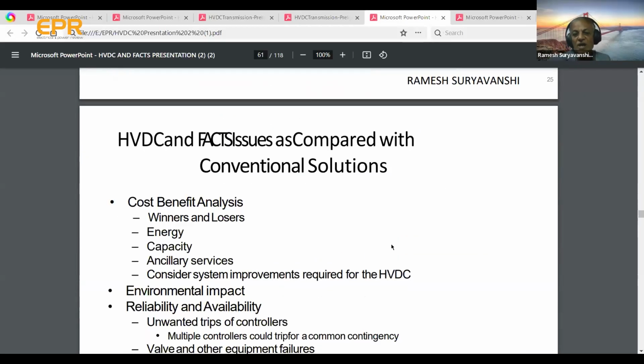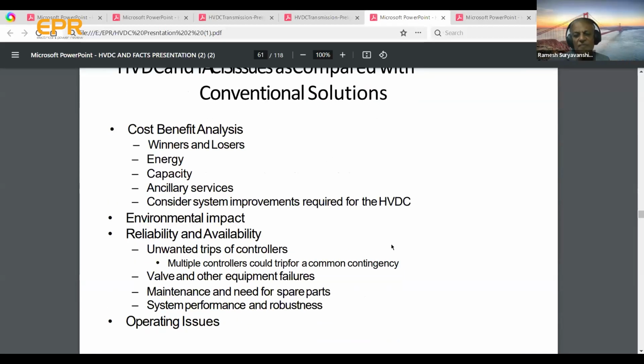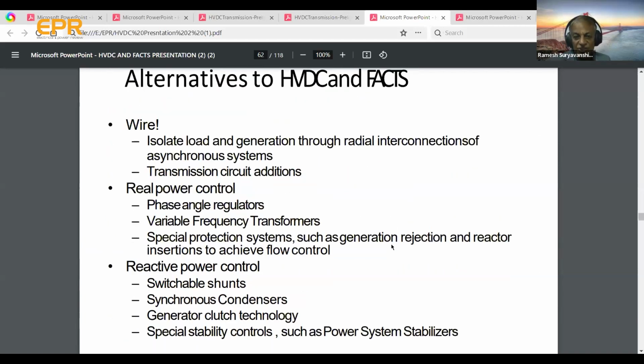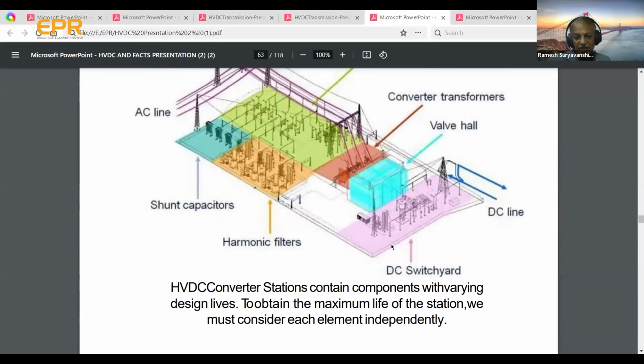HVDC and FACTS issues compared with conventional solutions. Conventional solutions have power electronics, some limitations, but HVDC and LCC, and now the latest one, the voltage source converter, are the best, and it doesn't have any limitation. And the flow is very good. Now let us see this.